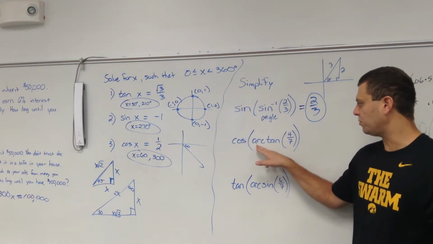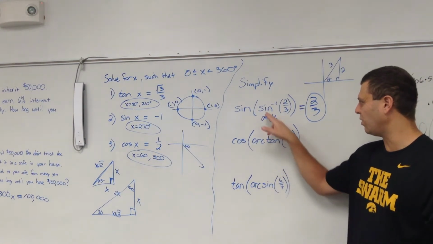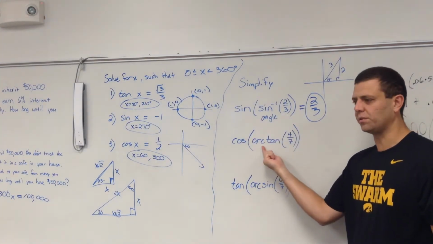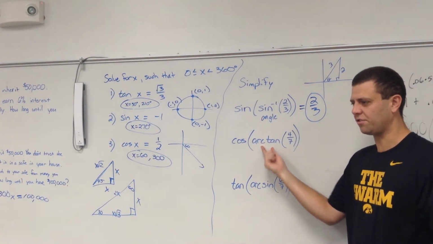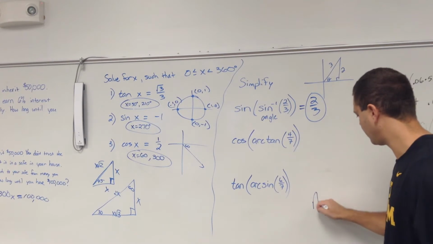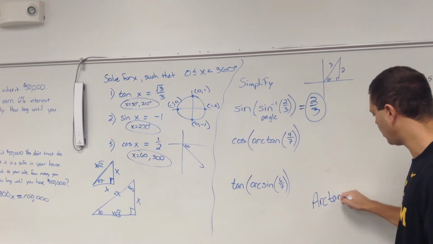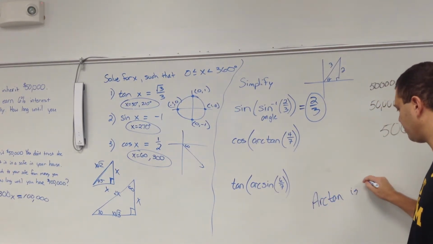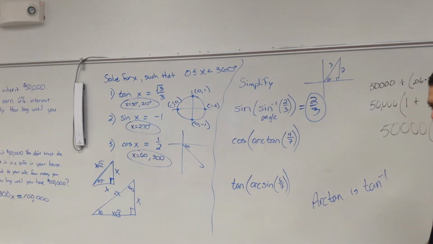A lot of times, instead of seeing tangent to the -1 or sine to the -1, you'll also see what the books will write as arctangent. Okay? Arctangent is really inverse tangent. It's just a different way of notating it. Okay?